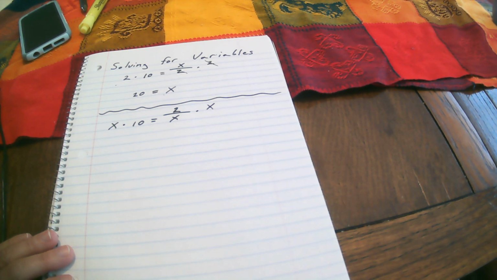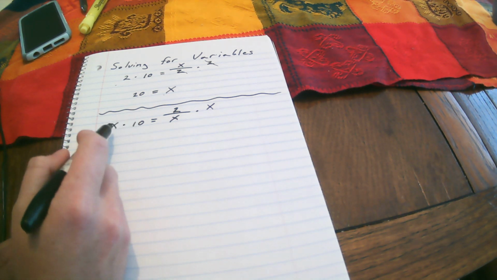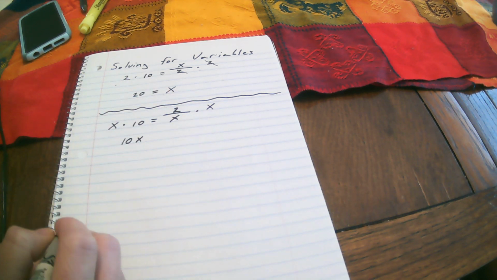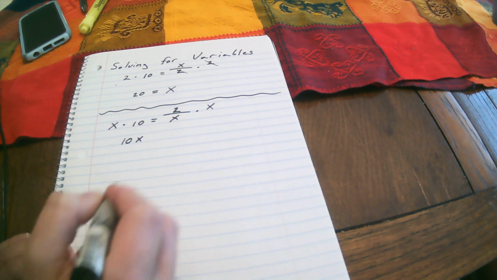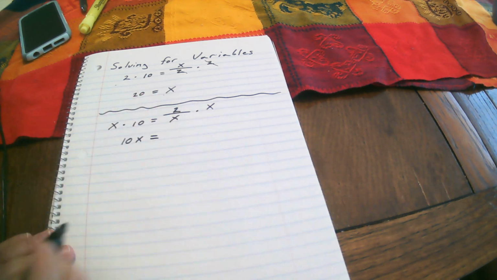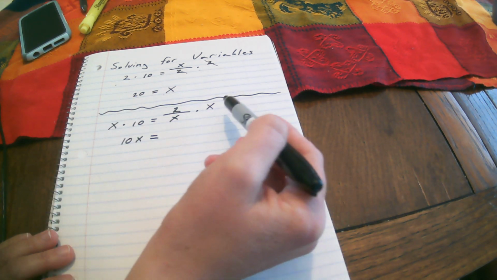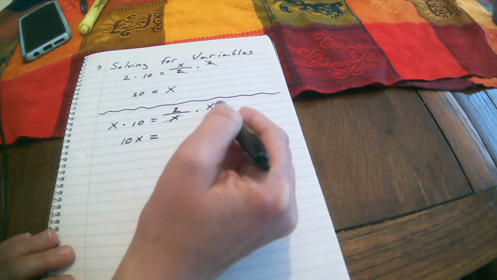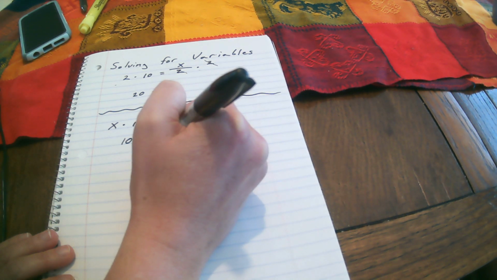I'm going to simplify. 10 times x is just 10x. I keep the variable and I link it to that number. When I look at the other side, I've got an x on the top and an x on the bottom. These are going to cancel. And I'm going to be left with 2.